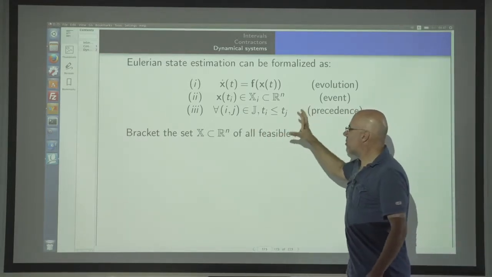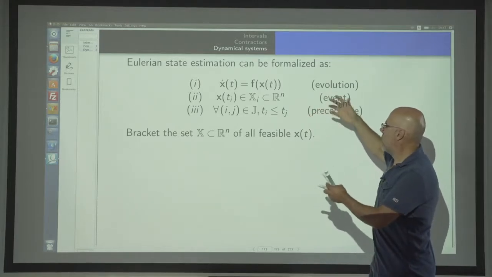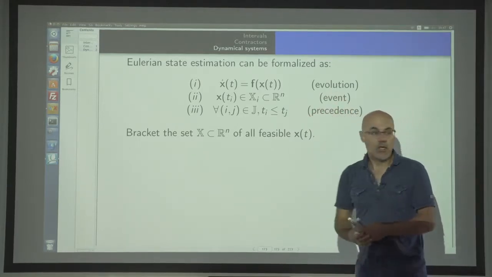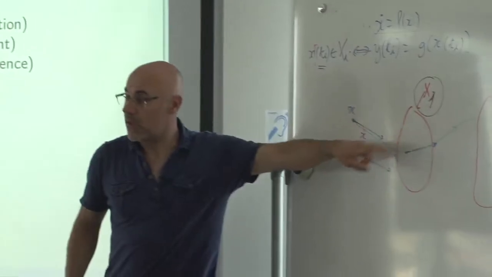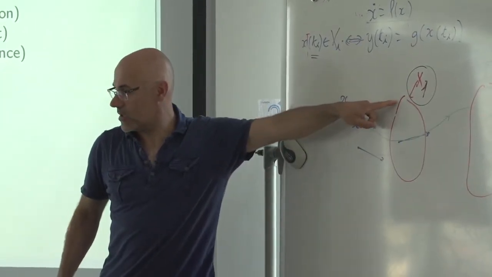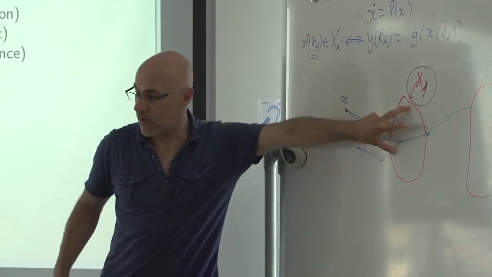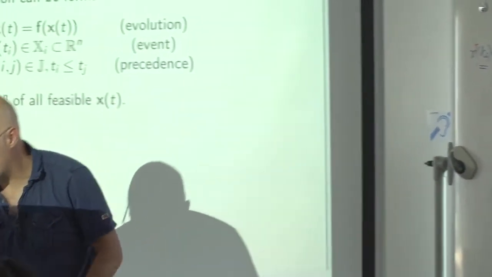So when you want to check some properties, you want to show, for instance, that you have never visited x1. It is still a Eulerian state estimation because it's forbidden to go here. Okay, so you search for trajectories.